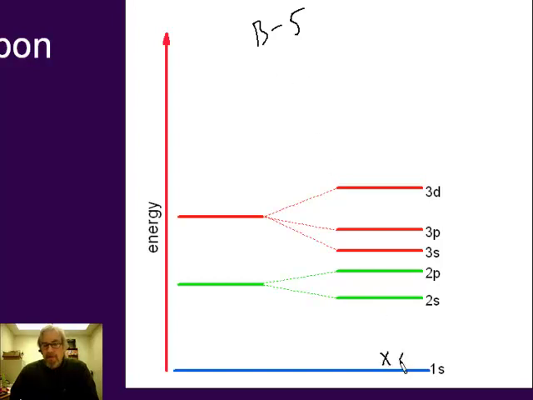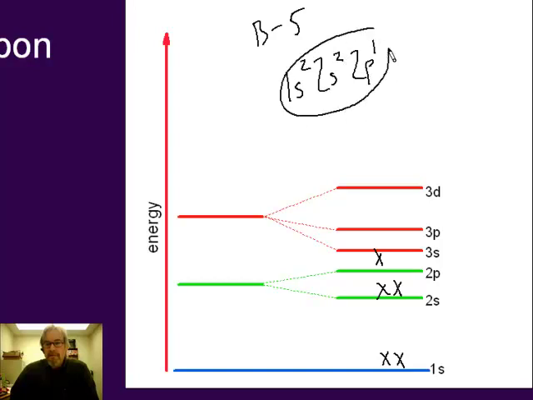The first 2 go in 1s, the second 2 go in 2s, and the fifth one has to go in the 2p sublevel. So I have 3 sublevels that are occupied. 1s is completely occupied, that's 1s2. So is 2s. And 2p has 1 electron in it. So there's the electron configuration for boron.